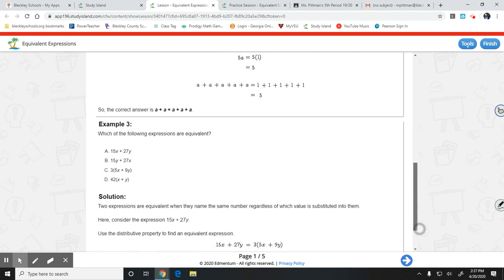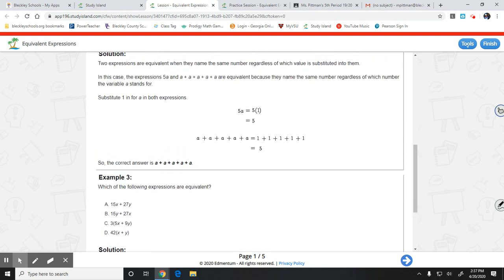All right, let's look at this final one right here. It says, which of the following expressions are equivalent? So which ones are going to be equal to each other? Your first gut reaction is probably these two right here. What did they change? They moved the variables, didn't they?